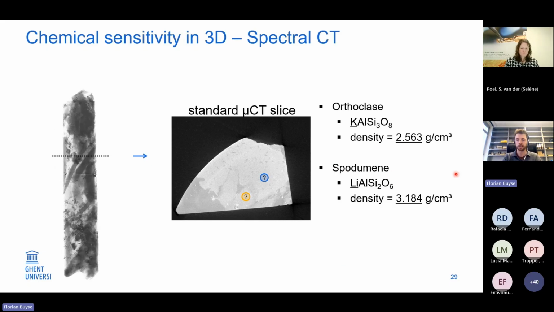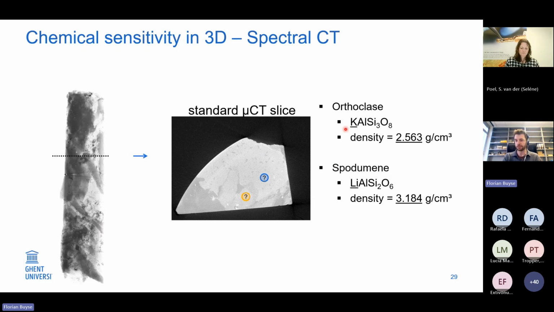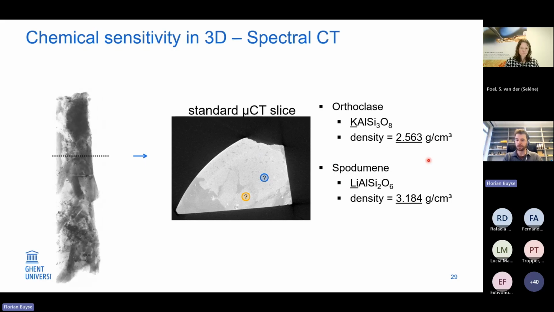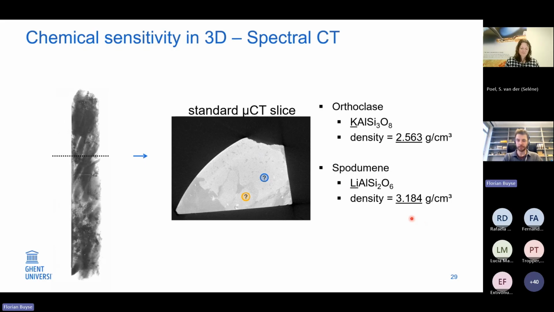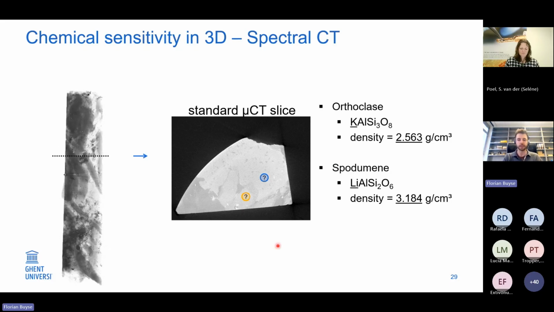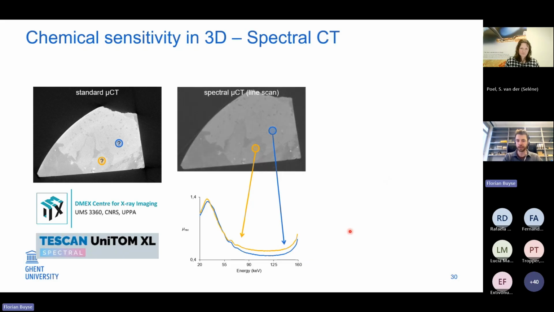So you can see here the mineral composition of orthoclase, and the difference with spodumene is really the presence of potassium compared to lithium, and a big difference in density as well. By looking only at the standard microscopy slides, there is not really a difference here that we can see. But by using spectral microscopy, you can see that for this yellow curve, it pops up higher at a lower energy. There is some overlap here with the blue one, and the blue ultimately stays below, while the yellow one stays a bit higher.